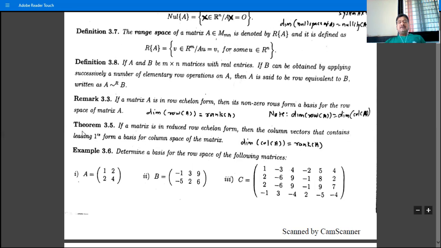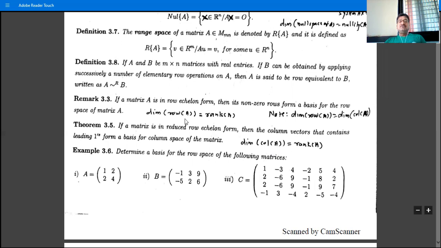That is, in order to find the basis for the column space of matrix A, first reduce matrix A to reduced row echelon form and note the columns that contain leading ones. Suppose columns number 1, 3 and 4 contain leading ones, then the corresponding columns in the matrix A, that is number 1, 3 and 4, these three columns form the basis for the column space of matrix A. So this theorem 3.5 gives the procedure to find the basis for the column space of matrix A, and the dimension of the column space of A is also called the rank of A.